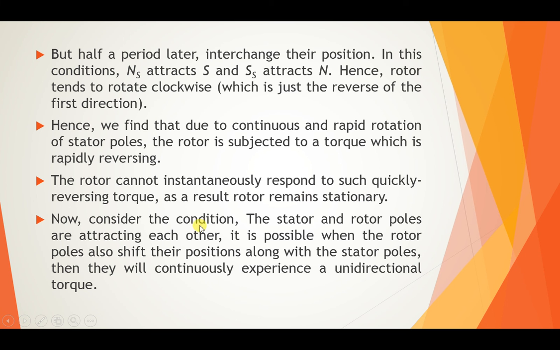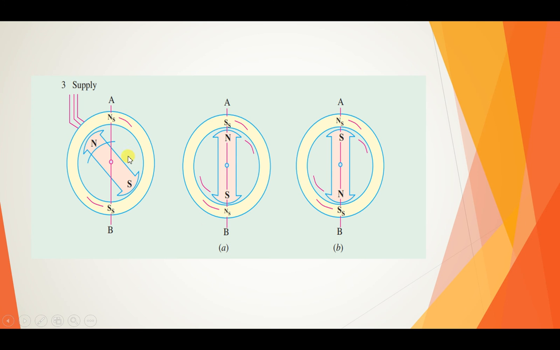So now consider the condition where the stator and rotor poles are attracting each other. It is possible when the rotor poles also shift their position along with the stator poles, then they will continuously experience a unidirectional torque. So basically in this figure we can summarize what we studied: we have a two-pole machine, and when we supply the stator a three-phase supply, it produces a rotating magnetic field.